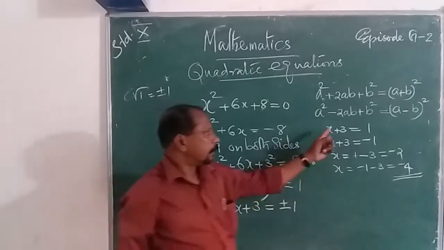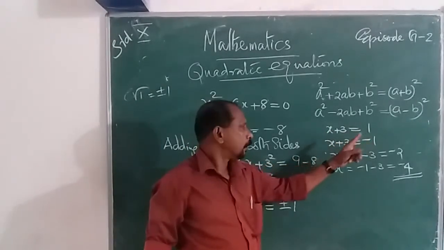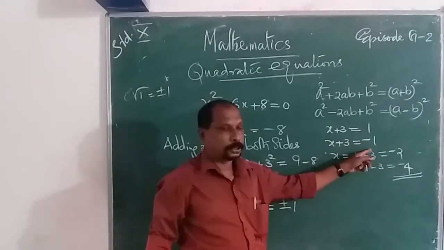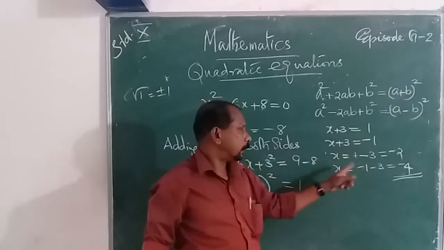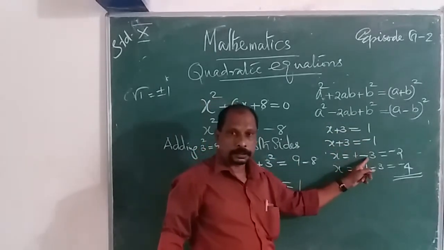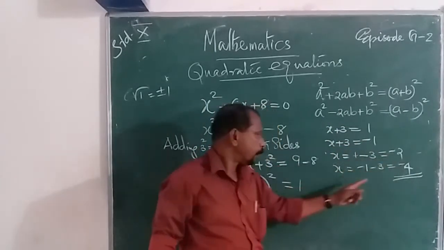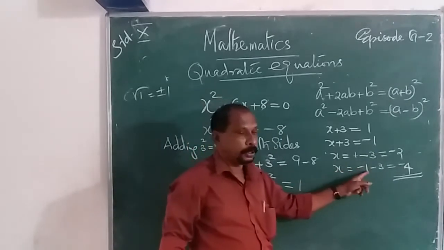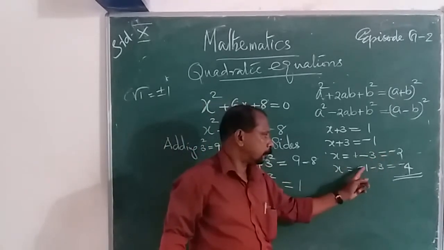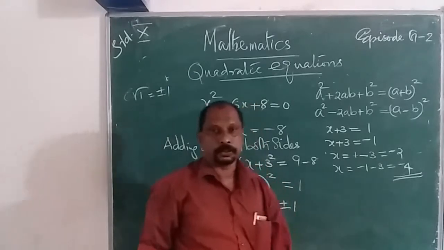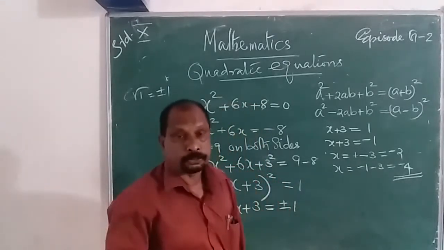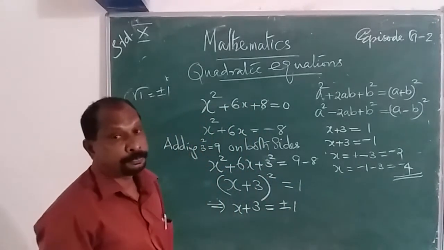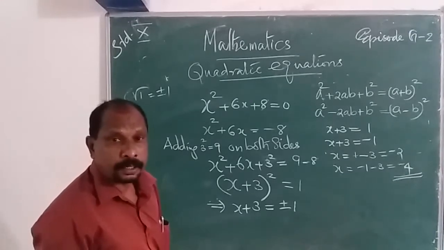Then there are two values. One is x plus 3 is equal to 1 and the other is x plus 3 is equal to minus 1. Shifting 3 to the right, we get x is equal to 1 minus 3, that is equal to minus 2. And x is equal to minus 1 minus 3, that is equal to minus 4. Therefore, minus 2 and minus 4 are the solutions of the quadratic equation.